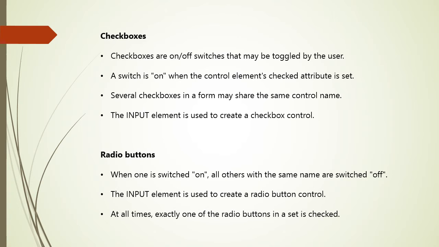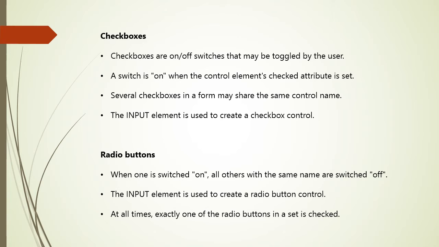Next is checkboxes. Checkboxes are on-off switches that may be toggled by the user. A switch is on when the control element's checked attribute is set. When a form is submitted, only "on" checkbox controls can become successful. Several checkboxes in a form may share the same control name. Thus, for example, checkboxes allow the users to select several values for the same property. The input element is used to create a checkbox control.